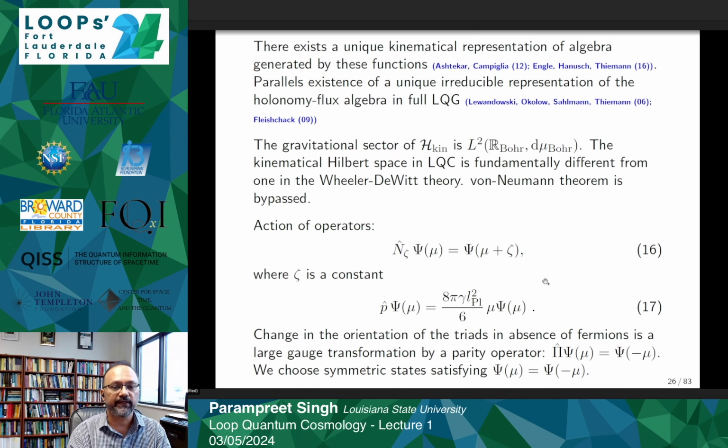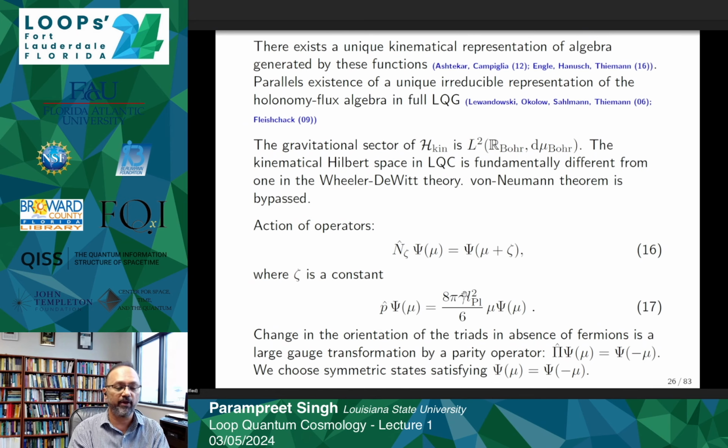The gravitational sector, once you quantize this model, is given by L2(R_Bohr, d mu_Bohr). This is a kinematical Hilbert space in loop quantum cosmology, and it is fundamentally different from the Wheeler-DeWitt theory. And one can show that the von Neumann theorem is actually bypassed when one has this kinematical Hilbert space. The action of operators on this psi is through translation, where this z is constant. And similarly, the triads act on this wave function through a simple multiplication.